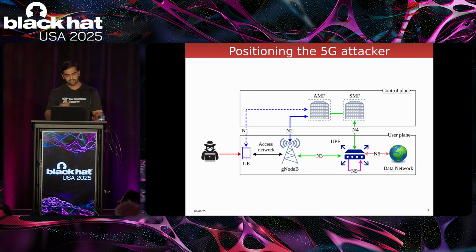And in such a situation, what I'm talking about here is an attacker positioned at the smartphone, or not just a smartphone, it could be any device that has 5G or cellular connectivity, right? With a SIM card, it is able to send IP packets to the network. So that is the threat model that we are talking about.